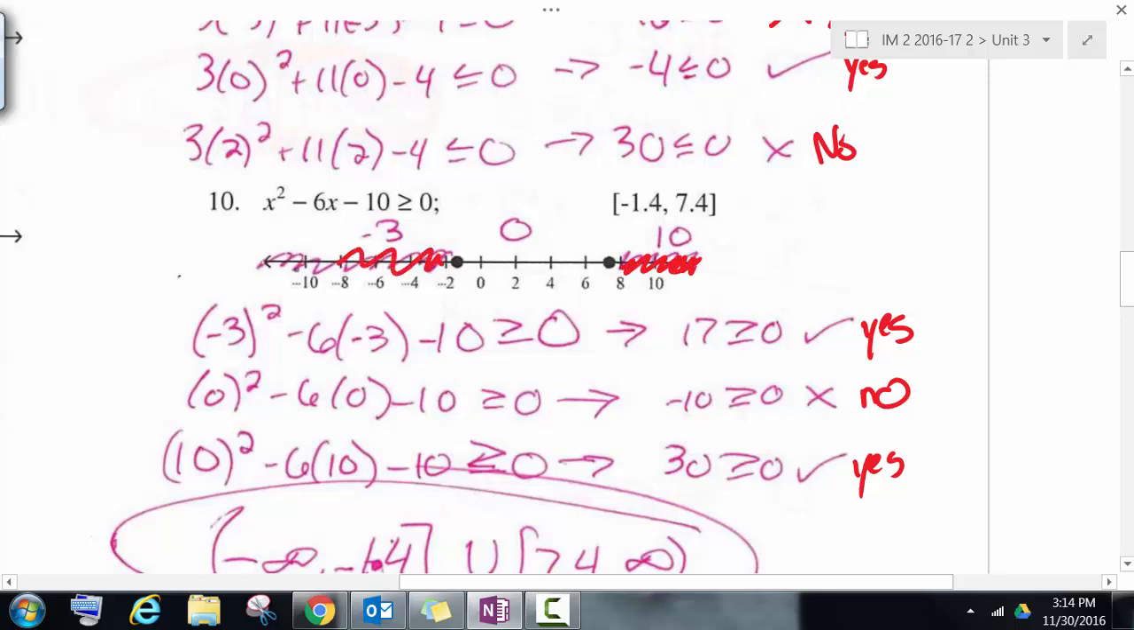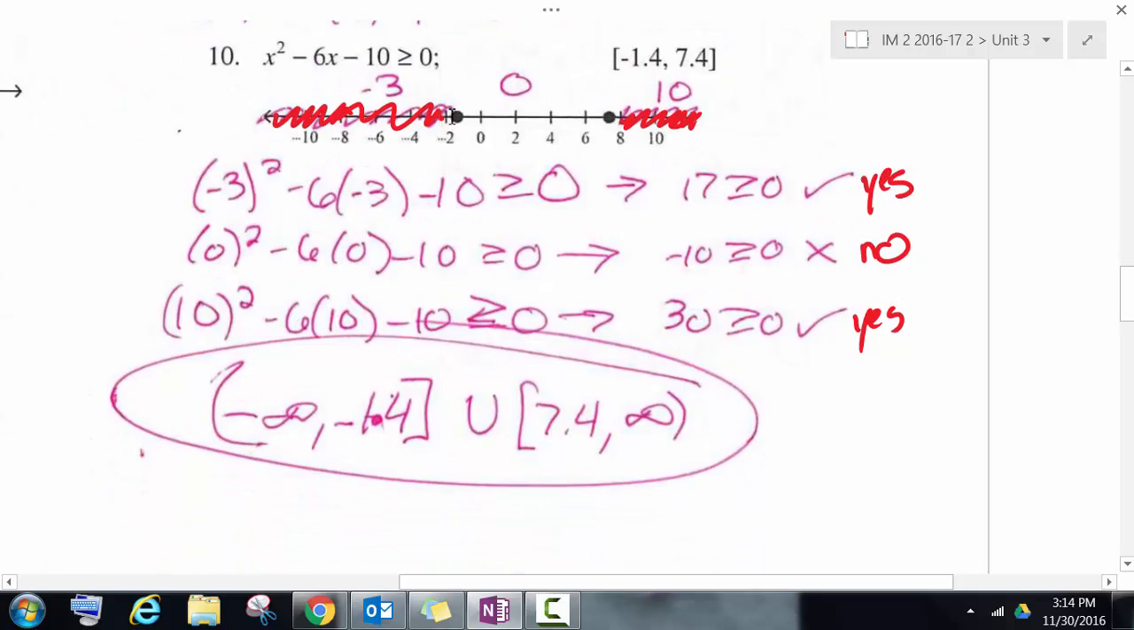So I have two parts to my answer. So it's from -infinity to -1.4, and so the U, 7.4 to +infinity. And since they're shaded in, I have brackets on the -1.4 and the 7.4, but I can never have brackets on the infinity or -infinity. So this is what my answer looks like.